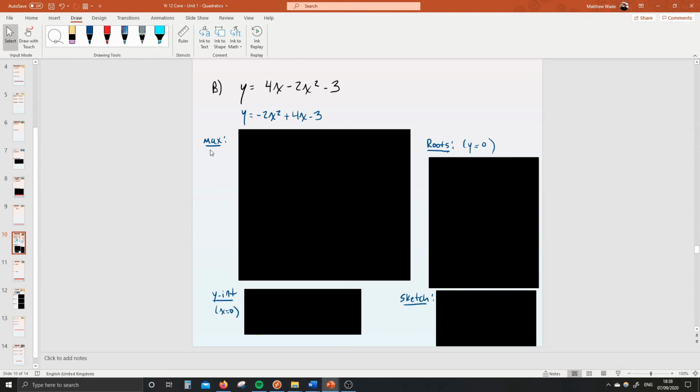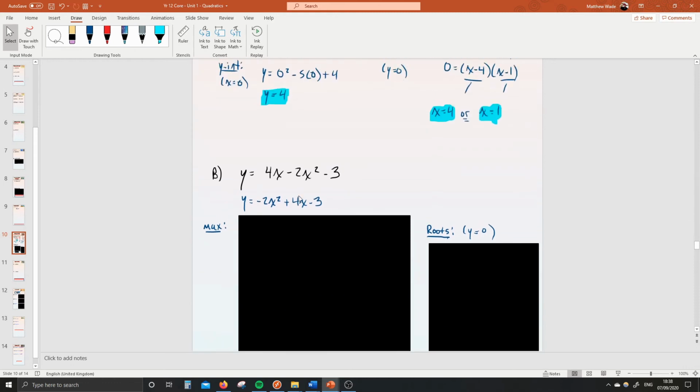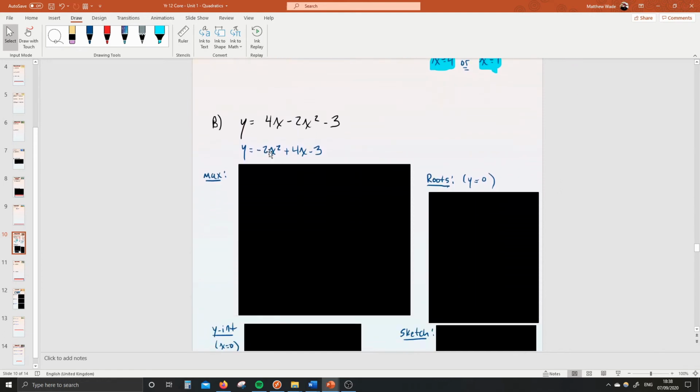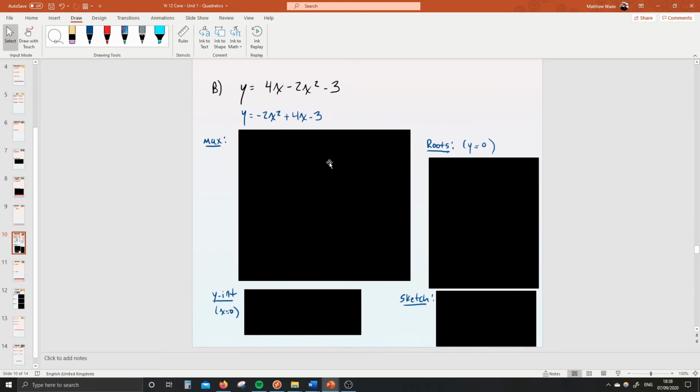For the max, here's what I'm going to get you to do. You need to complete the square. It's a hard one, so you have to factorize out the minus 2 first, and then just go about the same process, okay? So when you get down to this step here, even though there'll be a number here, you just need to say what would make the bracket equal to 0. Cool? So that's what you're going to do there.